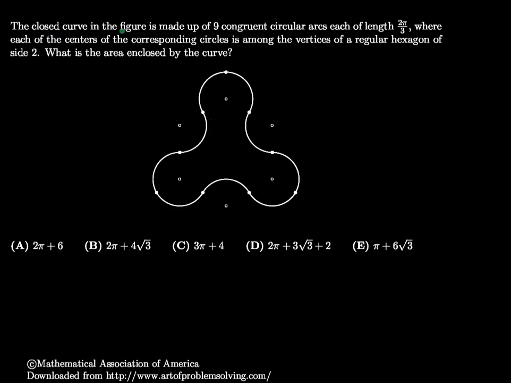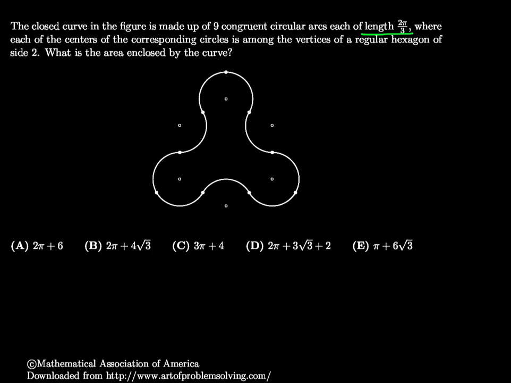The closed curve in the figure is made up of 9 congruent circular arcs, each of length 2 pi over 3, where each of the centers of the corresponding circles is among the vertices of a regular hexagon of side 2. What is the area enclosed by the curve?